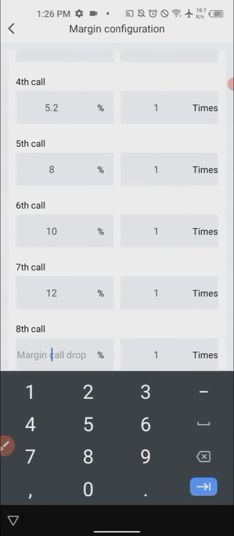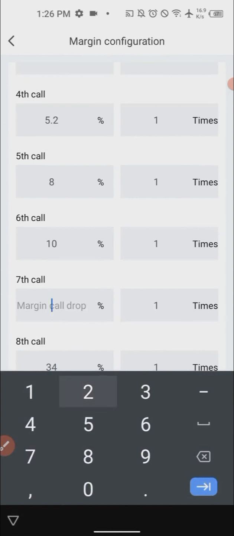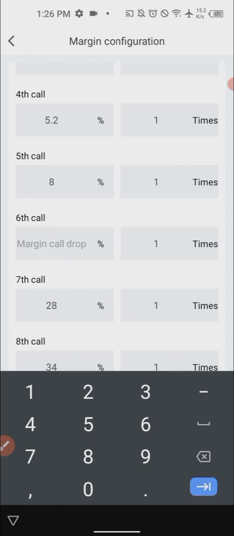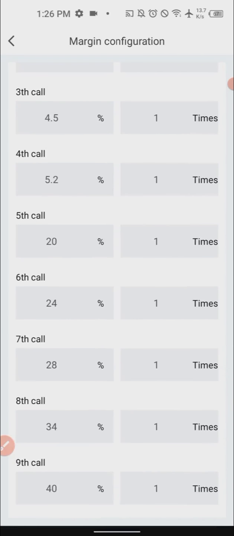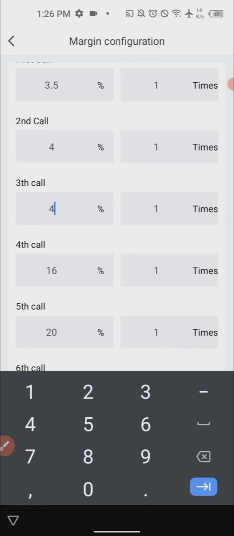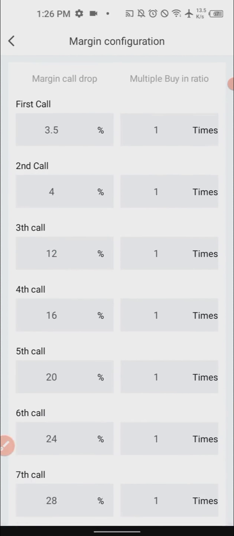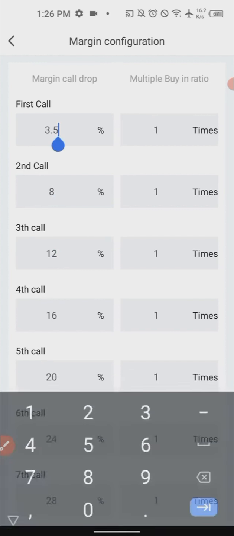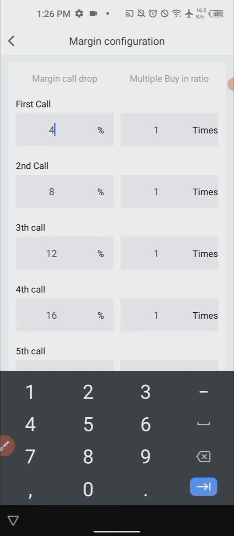My eighth margin call will be about 34. My seventh margin call should be about 28. My sixth margin call should be about 24. The fifth margin call should be about 20. Then this would be about 16, 12, 8, 4.